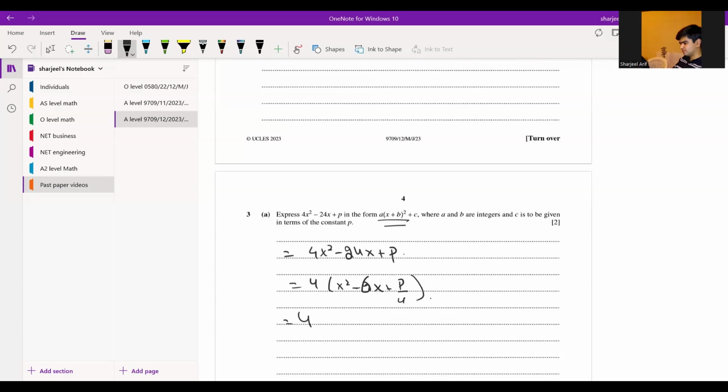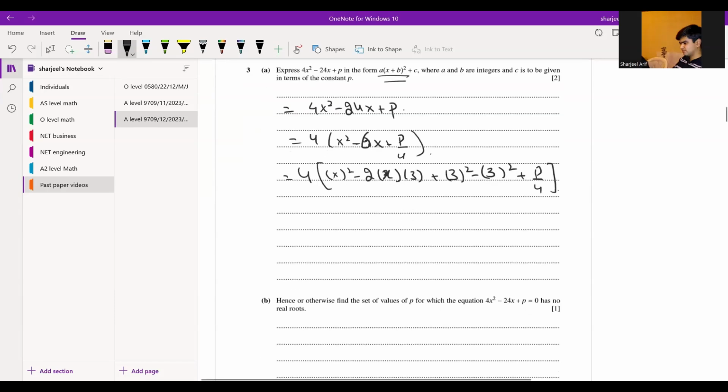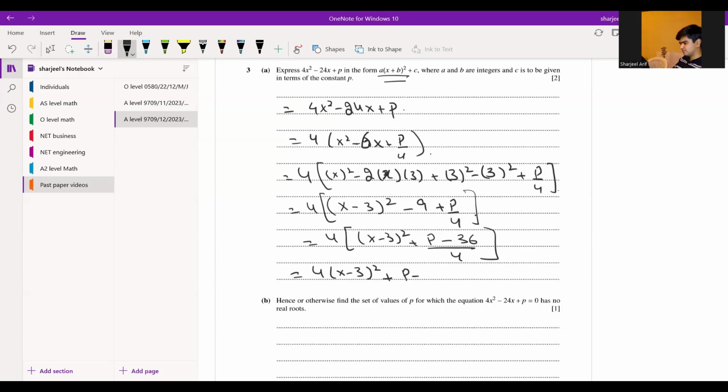Then we will apply the completing the square method. This will become a square minus 2 into a into b plus b square, minus b square plus p by 4. We further solve it to get (x minus 3) whole square minus 9 plus p by 4. Then we will take the LCM of the constant terms. This will become (p minus 36) divided by 4, multiplied by 4, to get 4 into (x minus 3) whole square plus p minus 36.